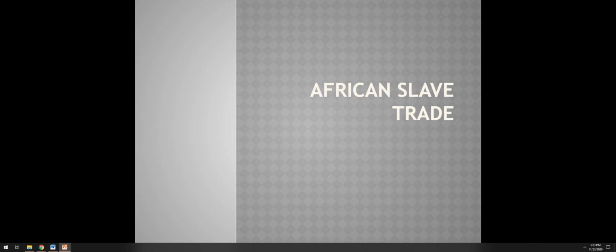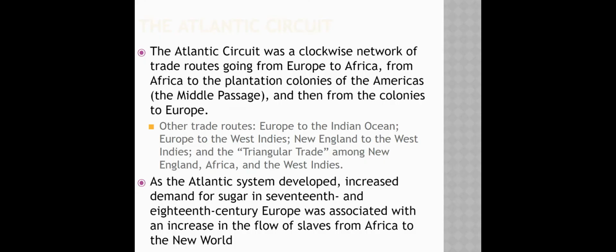Hey guys, we're back, and today we're talking about the African slave trade as part of the Atlantic Circuit, or the Atlantic trading system. The Atlantic Circuit was a clockwise network of trade routes going from Europe to Africa, from Africa to the plantation colonies in the Americas, which was referred to as the Middle Passage, and then from the colonies to Europe. Other trading routes included Europe to the Indian Ocean, Europe to the West Indies, New England to the West Indies, and triangular trade among New England, Africa, and the West Indies.